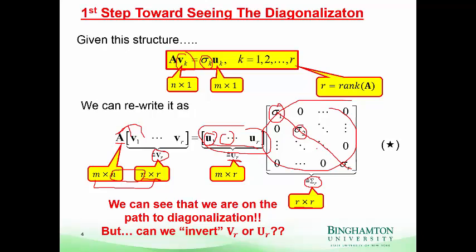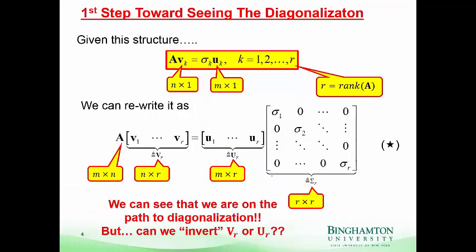So we can see that we are on the path to diagonalization because we've got this diagonal matrix here. Right? This thing is diagonal. But what we don't have is that nice structure where we can say A is equal to some matrix times a diagonal matrix times another matrix, or that we can multiply A from left and right by appropriate matrices and end up with a completely diagonal matrix.